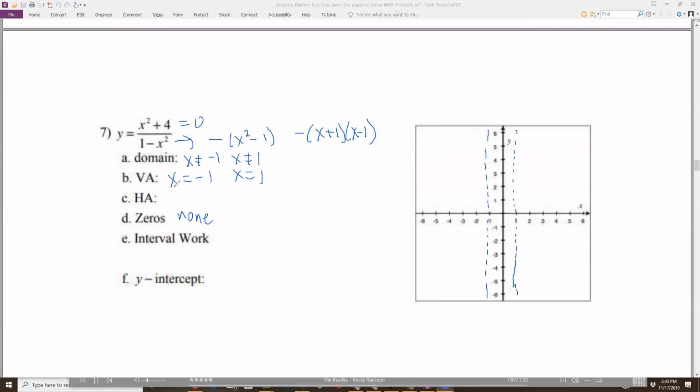Now, how about the horizontal asymptotes? Well, I know if it's the same power, it's going to be just a ratio of the coefficients of the biggest degree of the leading term. And I'm just going to rewrite that denominator so it's negative x squared plus 1. I see the x squared over x squared, and I see a 1 over negative 1. So that tells me the horizontal asymptote is negative 1 this time.